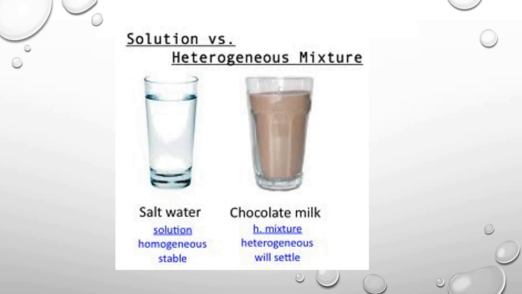We also have heterogeneous versus homogeneous. We've used these words before. Homo means same throughout. Hetero means different. So something that is the same throughout, like salt water, would be a solution. Chocolate milk will actually settle out if you let it sit there for a while, if it hasn't been homogenized, and that would be a suspension.